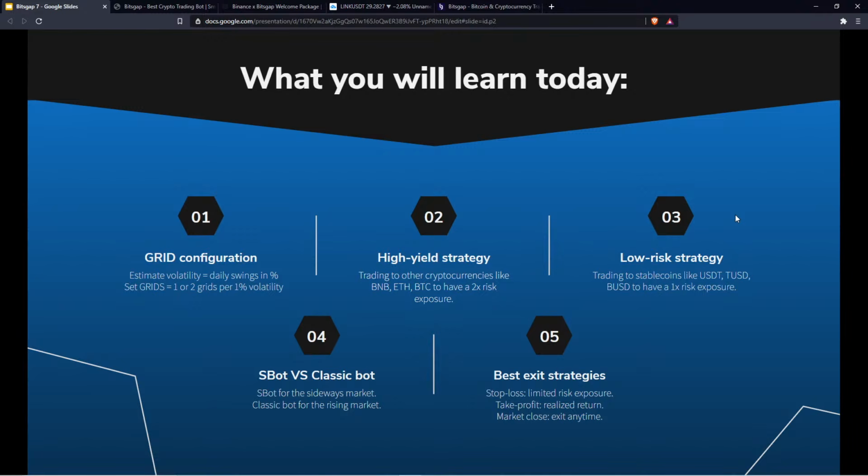So yeah, the hot topics for today are going to be the high yield strategy, basically how to increase your exposure in the market so that you can maximize your returns, and of course what the side effects of this strategy are, because you know that for maximized returns there is an increased risk exposure, so that's something you always have to keep in mind. We will also cover the low risk strategy, which is also known as the conservative strategy. And I will focus today specifically on the SBot and the classic bot.